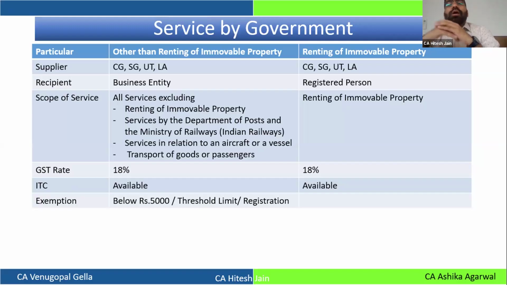Now, when we come to the renting of immovable property, what is important here is to note that the recipient here should be a registered person. In case I am unregistered and I am renting an immovable property, irrespective of the nature, be it commercial or residential, the property is a government property.